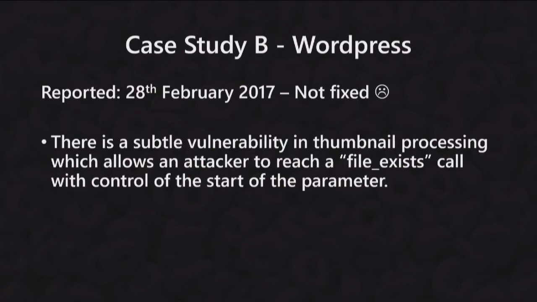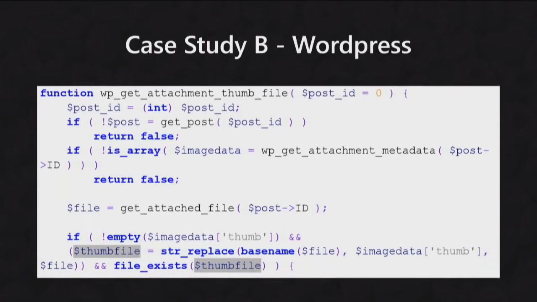So this is my favorite vulnerability because it's more subtle than the others. The vulnerability is in some legacy functionality for dealing with thumbnails. And the problem is in the highlighted code. So it calculates a variable called thumbfile and then calls file exists on it. And it calculates the value of this variable by replacing within file the base name of file with something. Now there's a bad assumption there, which is that the base name of the file only occurs in the place where the base name is. So we can completely control this value image data thumb, and we can partially control the value of file.